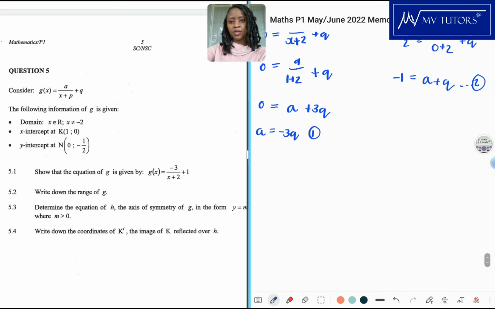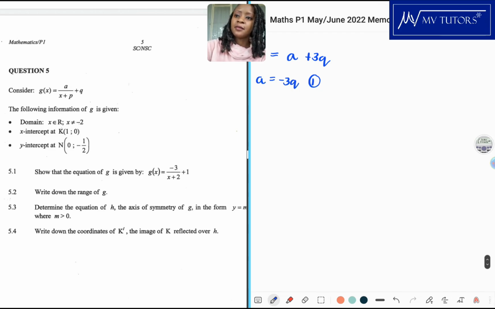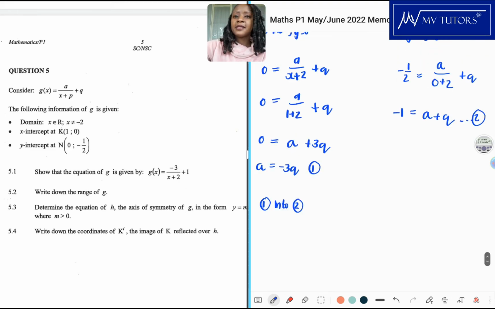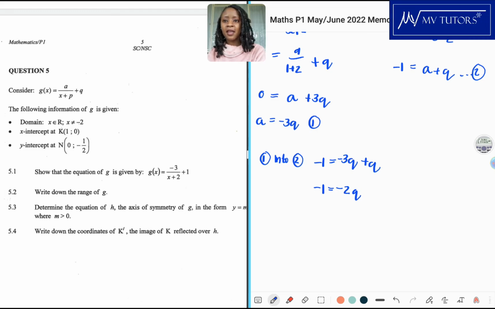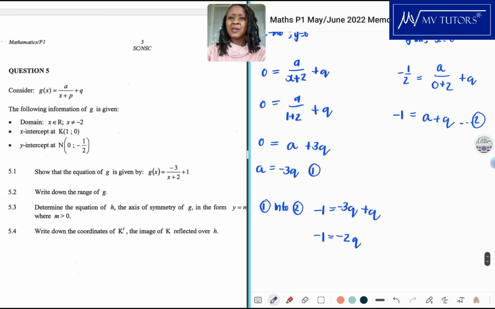So I'm just going to substitute the first equation into the second. With my second equation, I have negative 1 is equal to negative 3q, which is the value of a, plus q. So negative 1 is equal to negative 2q. So negative 3q plus q, that is negative 2q. Something doesn't look right.